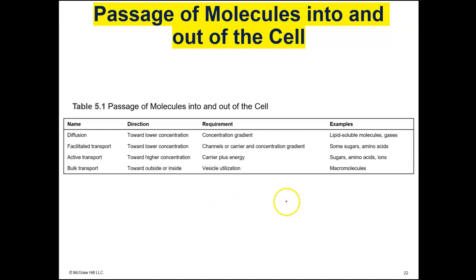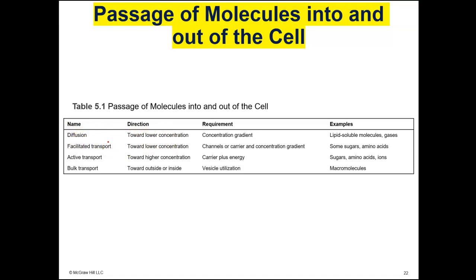Anytime these molecules enter the cell through the phospholipid bilayer, a good example of that would be oxygen and carbon dioxide gas. They're very small molecules and they're lipid soluble, so they can just scoot through the phospholipids. And they always move from where their concentration is high to where their concentration is low. So we call this diffusion.